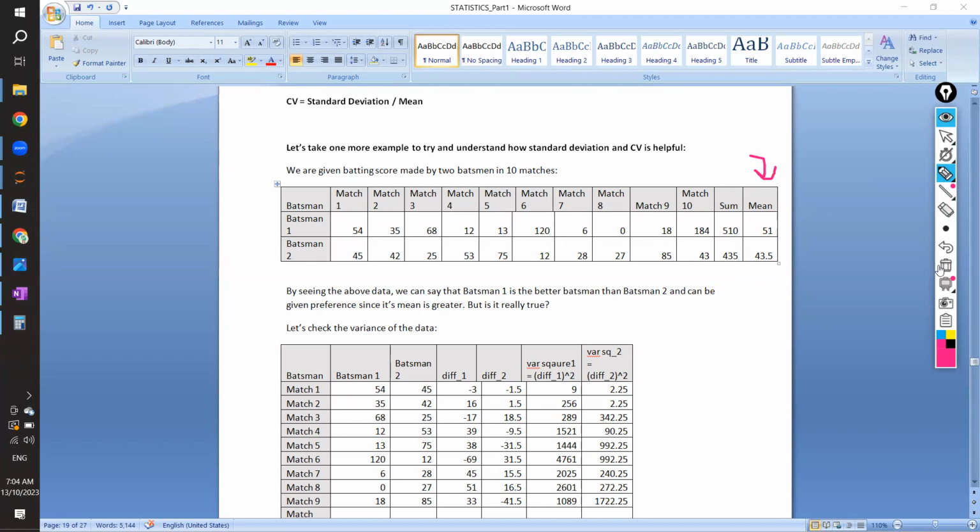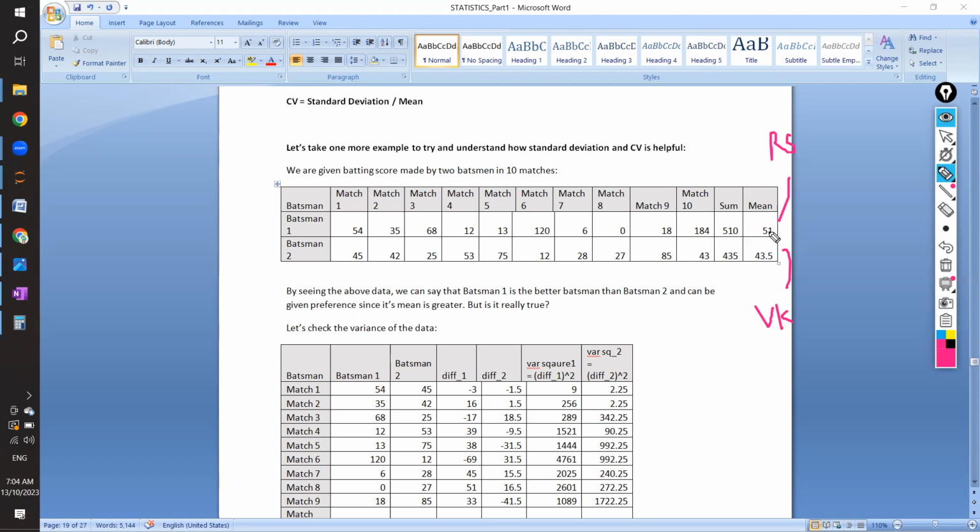Now, by seeing this data, if I ask you to pick one batsman who is better between these two persons, anybody will say the mean of Rohit Sharma is obviously greater than Virat Kohli. So obviously this guy should be the better batsman. That is completely fine, anybody will think like that.